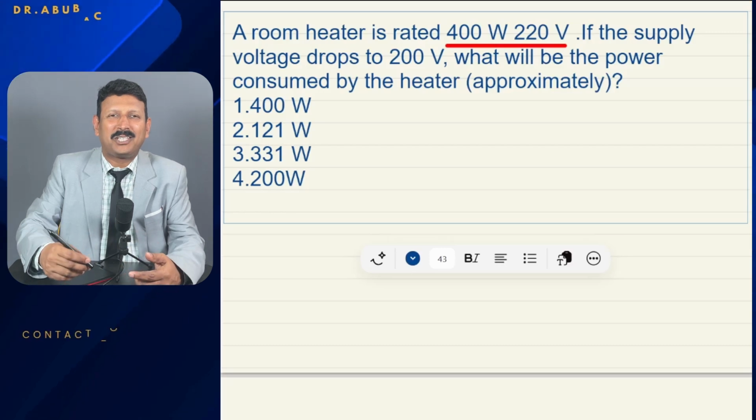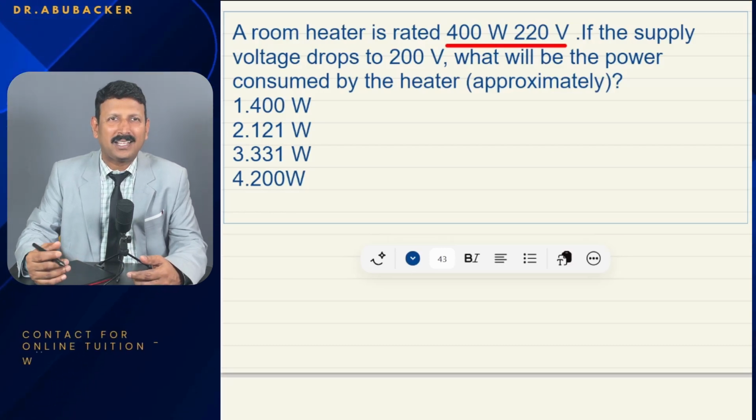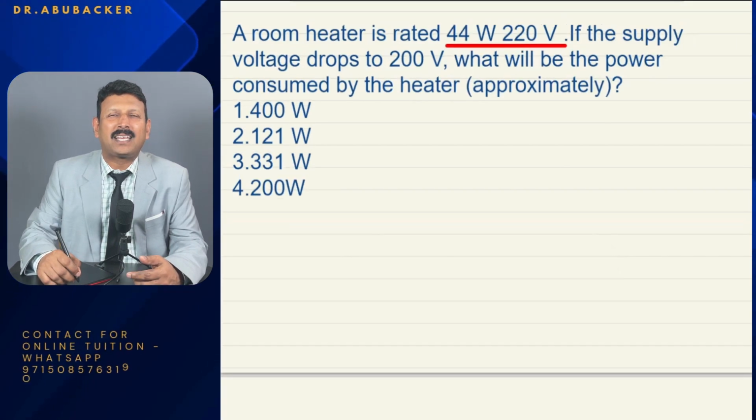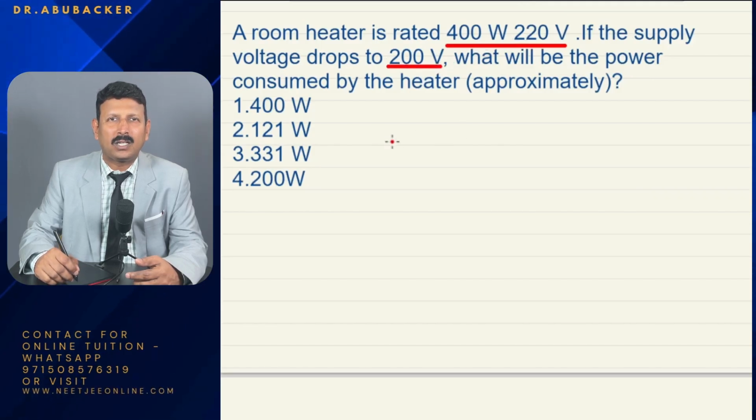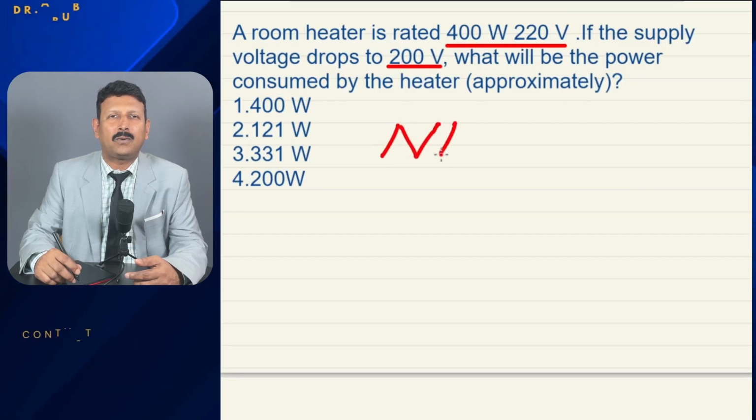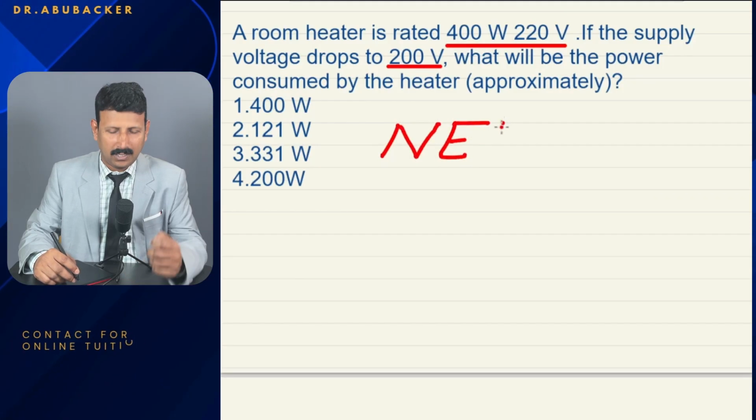Hi students, today I am coming with a numerical. The question is, a room heater is rated 400 watt, 220 volt. If the supply voltage drops to 200 volt, what will be the power consumed by the heater? Approximate value, rounded value we can use, okay.